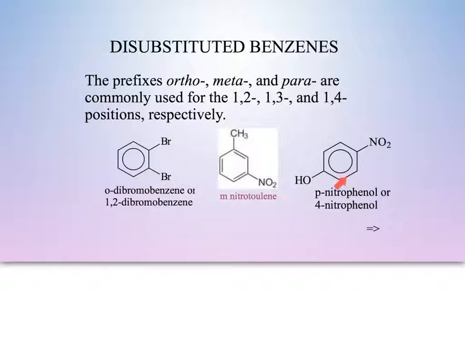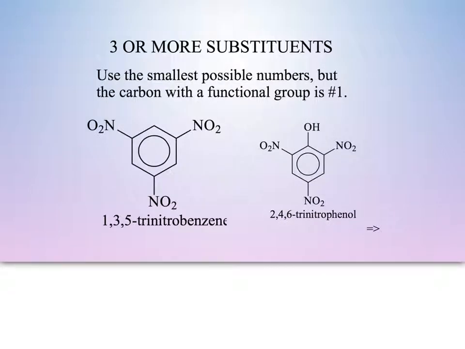Here we have a phenol group. Now this is a phenol because we have the OH attached to the benzene ring, and you'll notice that we are at a 1 and a 4 position, and the 1 and the 4 are known as para, or P. So we could call this P-nitrophenol, or we could call this 4-nitrophenol. And you can use either form that you prefer. However, as you advance in organic chemistry, the O, M, and P will be used more and more. What about if we have 3 or more substitutes?